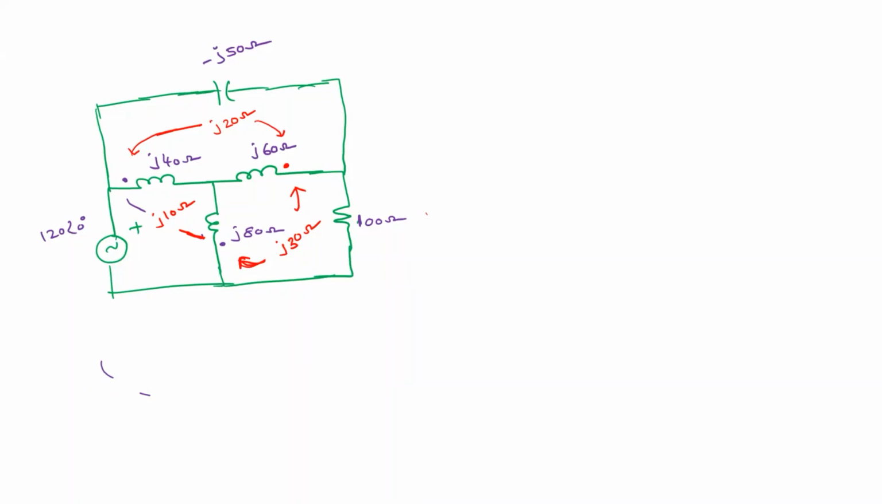Sir, what should we find out, sir? Find the current, Ix. So the current through the 100 ohm resistance. Just try to find the current through the 100 ohm resistance.